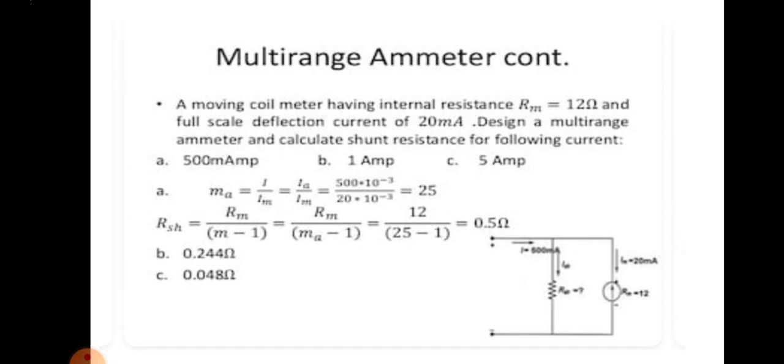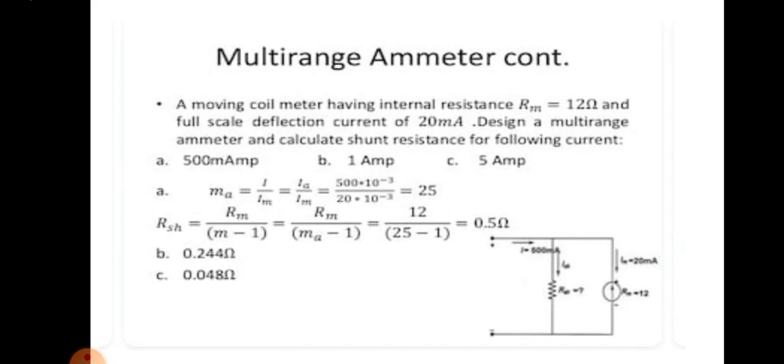Okay, so from this figure you can see the value of Rm, that is the meter resistance is 12 ohm, and we have to design a multi-range ammeter and calculate the shunt resistance for the following currents. First is 500 milliampere. Now for the first case, 500 milliampere. As we know, the range of this ammeter is only 20 milliampere, but we need to measure up to 500 milliampere. So we need a range extension of this ammeter.